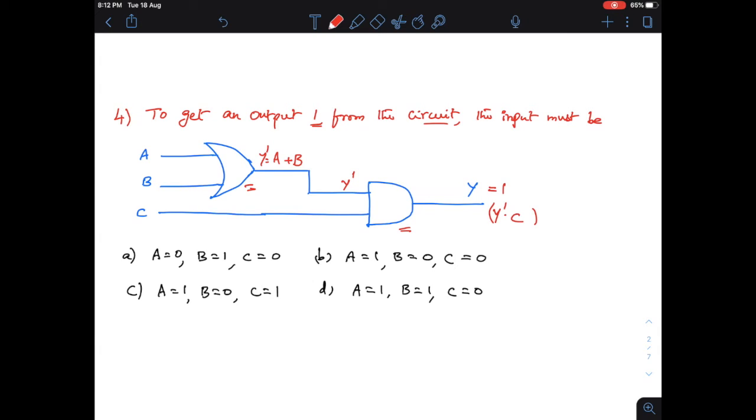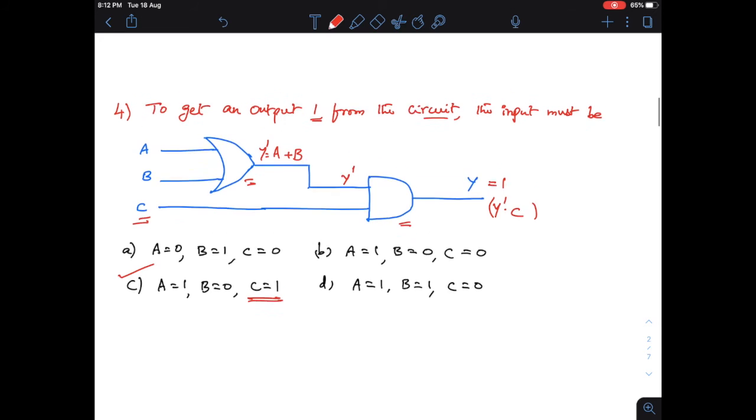Now for that, either A or B can be 0 or 1, whatever it is, but C must be 1. Because if A is 0 and B is 0, then it will be 0, right? It cannot be. So one of them will be there, but C must definitely be 1, because it is an AND gate. So where is the option where C is equal to 1? This is the C is equal to 1 option. So the answer is C.